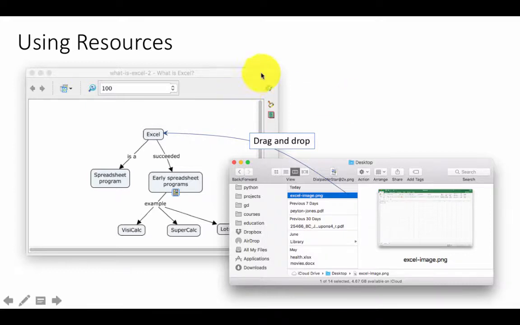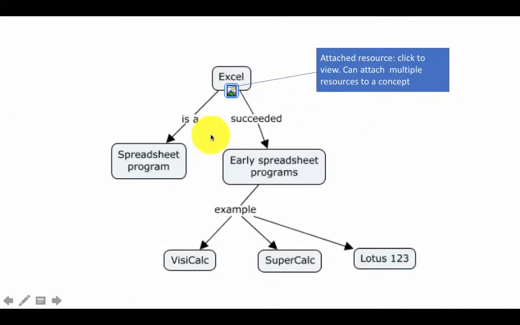The kinds of resources that CmapTools allows us to attach to a concept are images, web addresses, audio, video, and a lot more. Once you have attached a resource to a concept, there's a small icon that shows that a resource is attached to a concept. And in order to open the resource, all you have to do is to simply click on the icon, and then a list of resources attached to that particular concept turns up. And then you can click on the list to open the concerned resource.